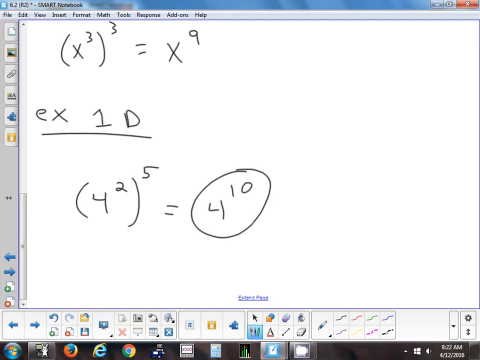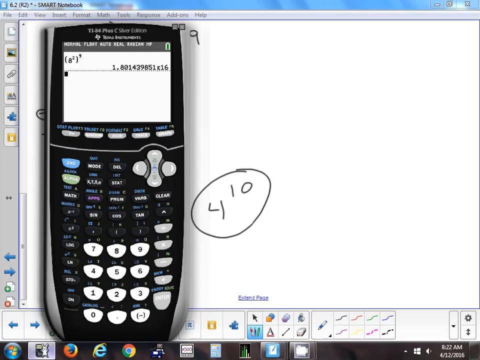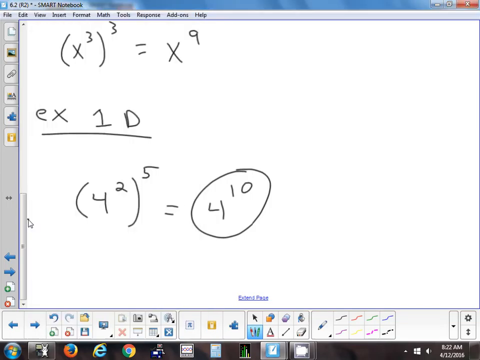Okay, which seems like a pretty big number, but actually if you type that one in, it's big, but it's not really that big. 1,048,576. It's in the millions, but it's still big enough that we would not write it out. Just leave it as 4 to the 10th. Okay. Any question on that one?